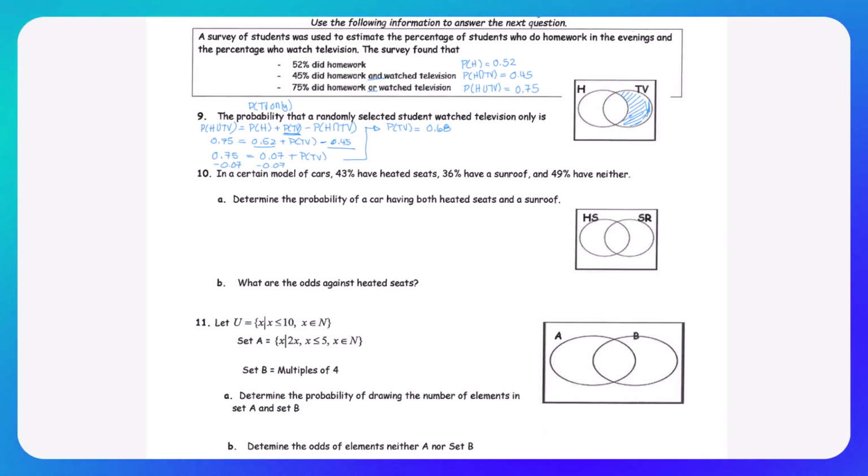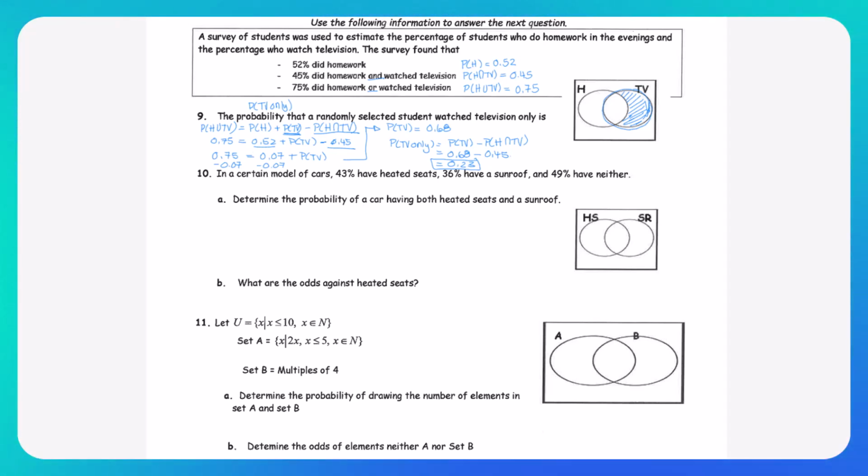But that includes the whole thing. That includes everything here. We only want to find the only region. So we are going to subtract away one of these. We're going to subtract one of the intersections away. So the probability of TV only is going to equal the probability of the TV minus the probability of that intersection. And that's going to give us 0.68 minus 0.45, which is going to give us 0.23. And there we go.